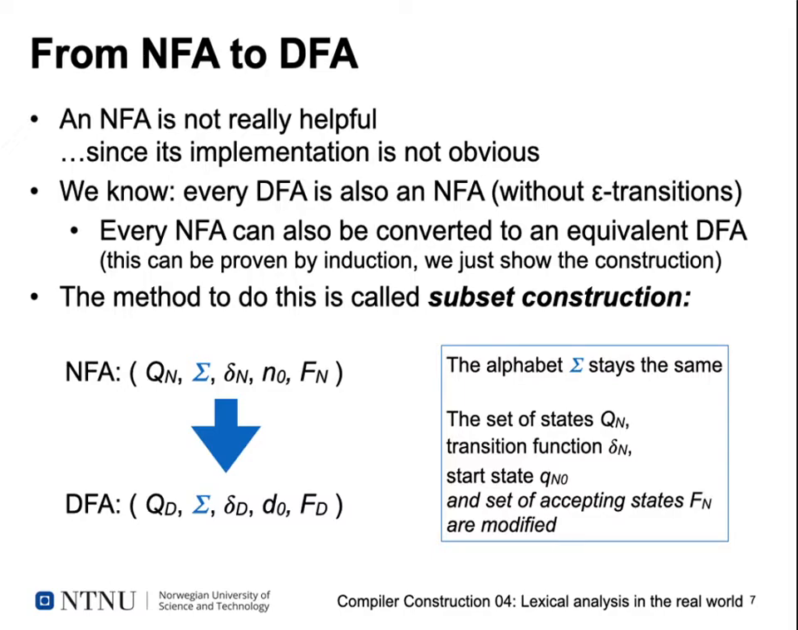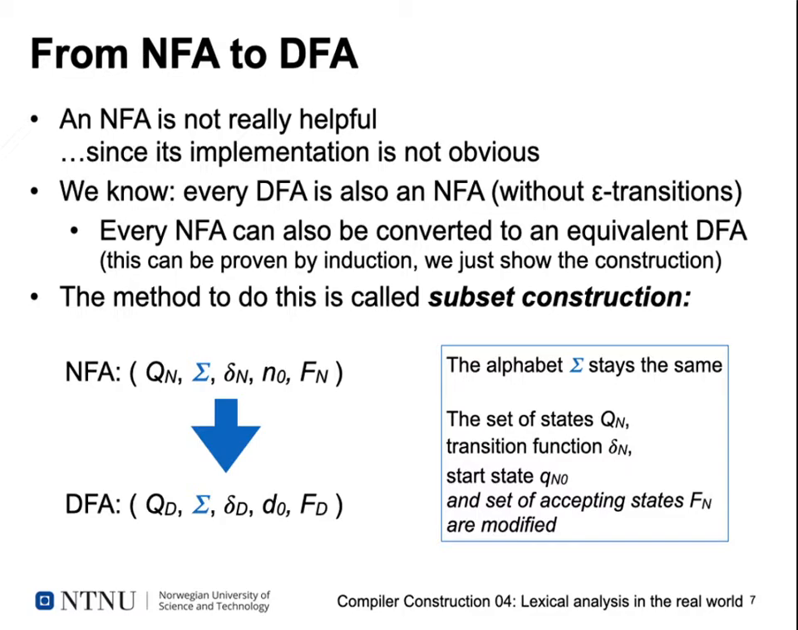We need to go from an NFA to a DFA to implement the final automaton, because an NFA is not really helpful. As you've seen, the implementation of an NFA is not obvious, because if you have two choices for the same character, you don't know which way to take through your graph. So you need to implement some methods for backtracking, for example, which make your scanner much more complex than needed.